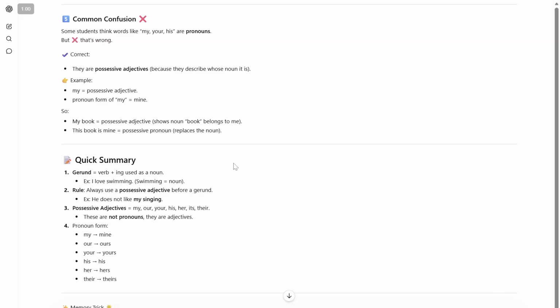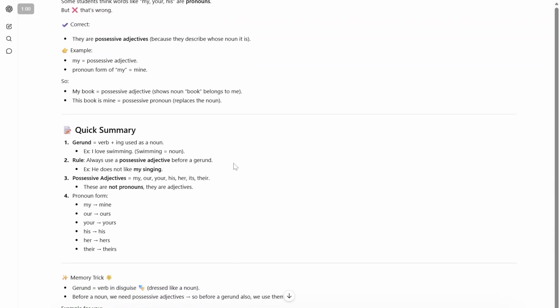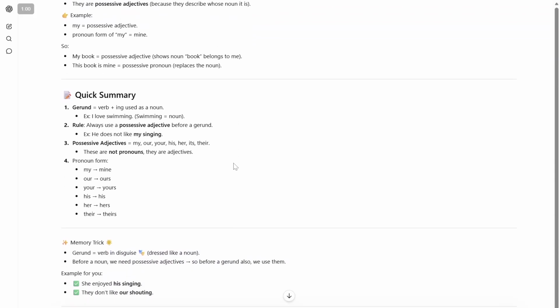1. Gerund, verb plus ing used as a noun. Example, I love swimming. Swimming equals noun. 2. Rule, always use a possessive adjective before a gerund. Example, he does not like my singing. 3. Possessive adjectives equals my, our, your, his, her, its, their. These are not pronouns. They are adjectives. 4. Pronoun form. My, mine, our, ours, your, yours, his, her, hers, their, theirs.